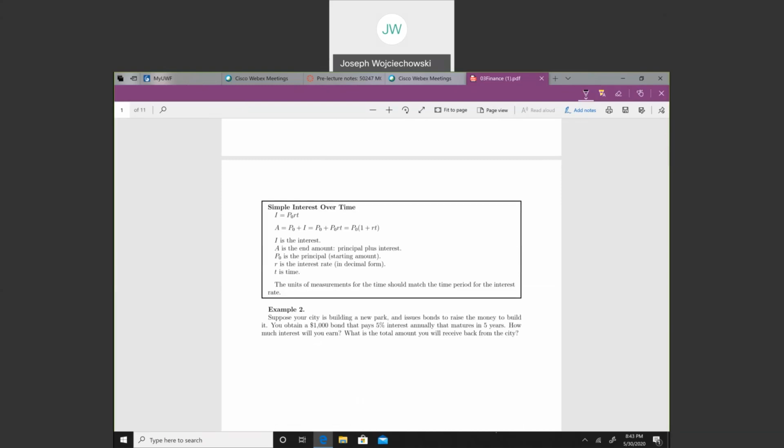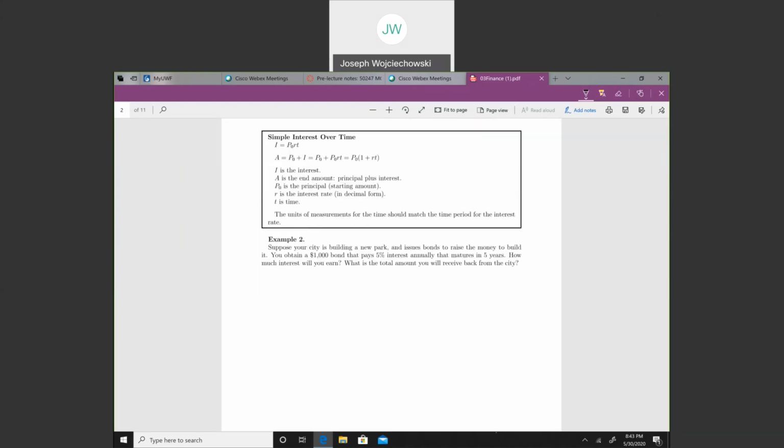Next, we're going to look at simple interest over time. The formula is pretty much the same with the time element added. Interest equals P sub 0 times R times T. And again, we have all the equations for the final amount as well. Everything's the same except T is for time. One note, the units of measurement for the time should match the time period for the interest rate. So if the interest rate is in years, then the time should be in years.